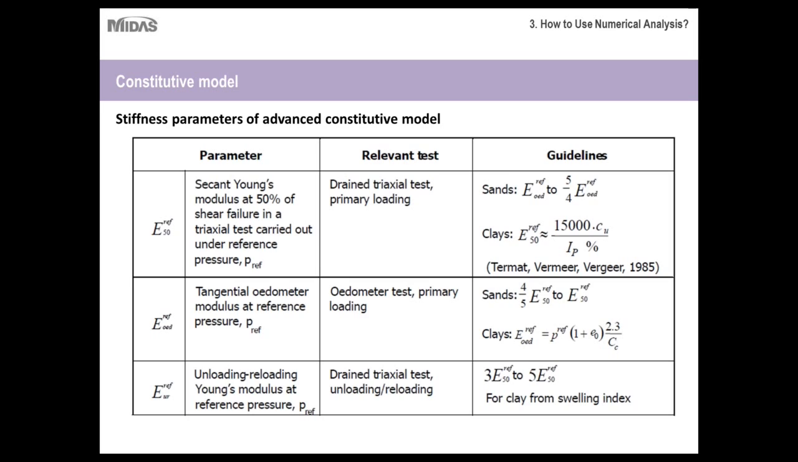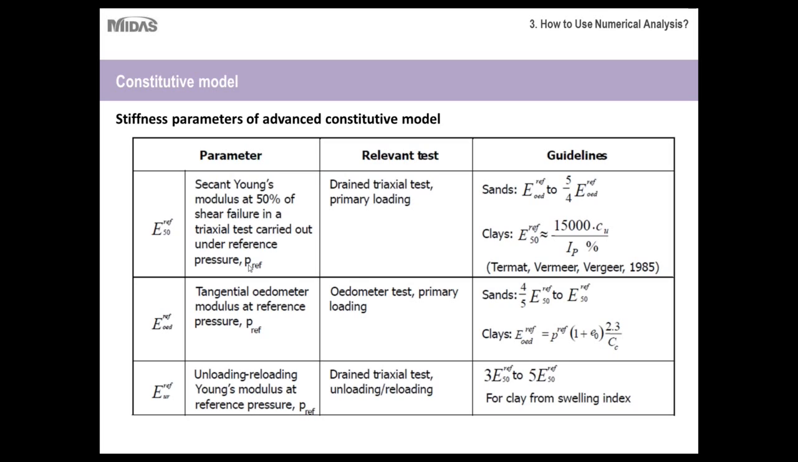So here you can see there are different stiffness parameters for the advanced constitutive model. I'll not go into all these details, but I'll just briefly mention some points that are of relevance to most geotechnical engineers. There are different types of modulus of elasticity for soil or Young's modulus, and as you can see, they are denoted as E50, EOED, and EUR. E50 is a secant Young's modulus at 50% of shear failure in the triaxial test carried out under reference pressure, PREF.